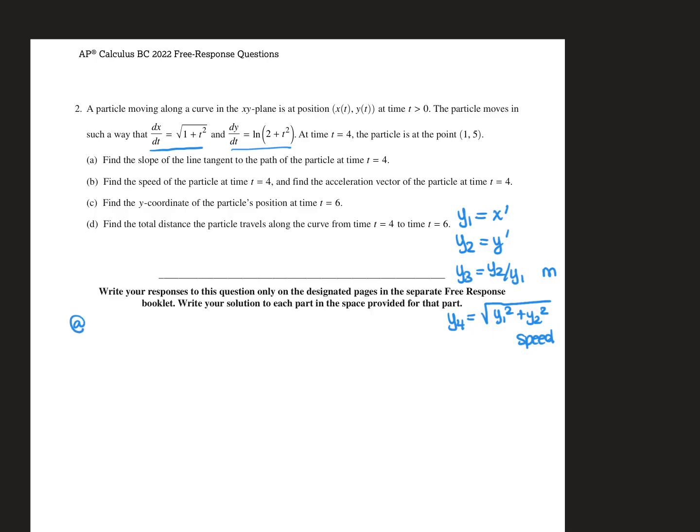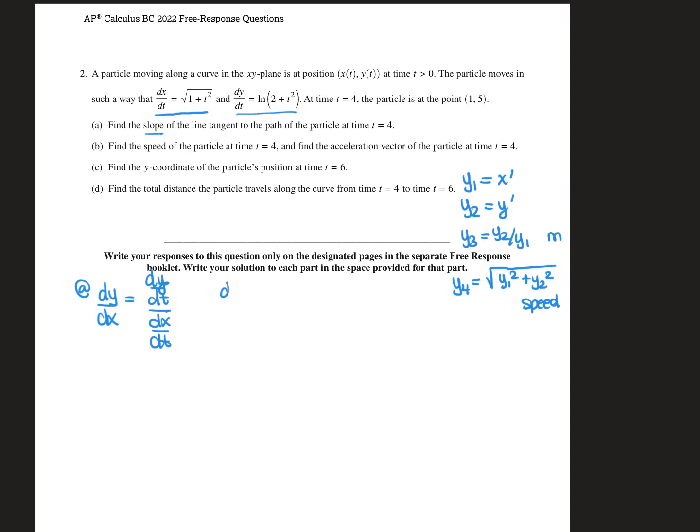So part A, it wants you to find the slope of the tangent line of the particle at time equals 4. So remember, the slope is dy dx, but this is parametric, so it's going to be dy dt over dx dt. So we know dy dx at time equals 4. We can go directly into our calculator, and you're going to go on your main screen and do y3 at 4, and that'll give you the value of 0.701018.